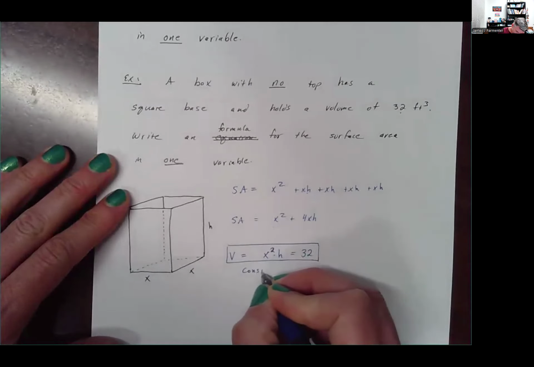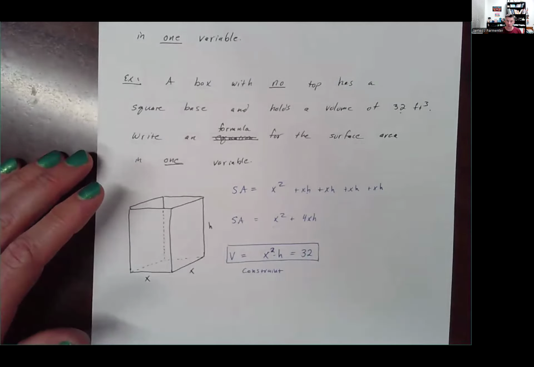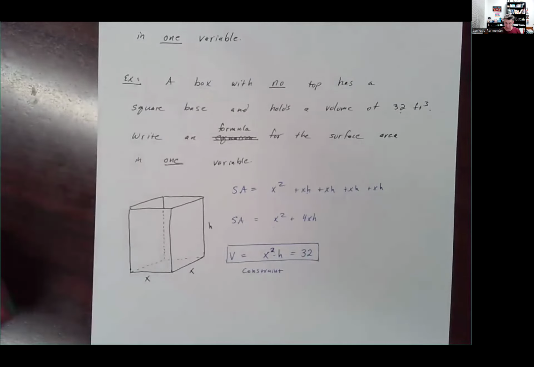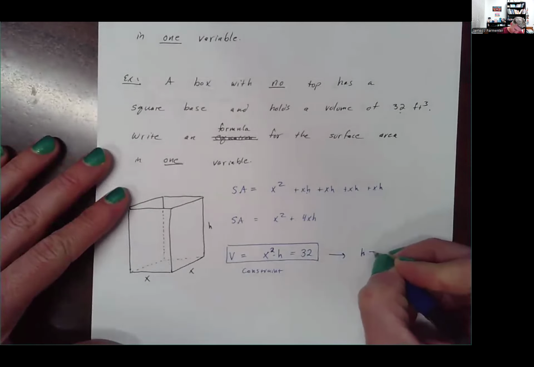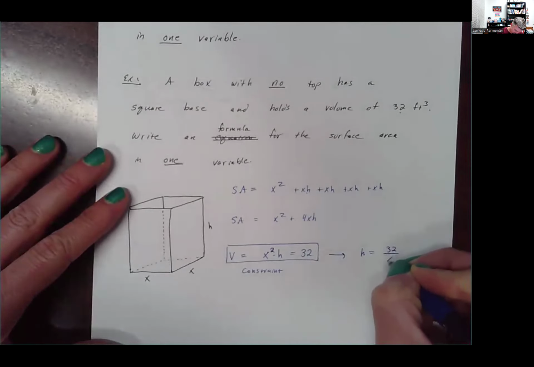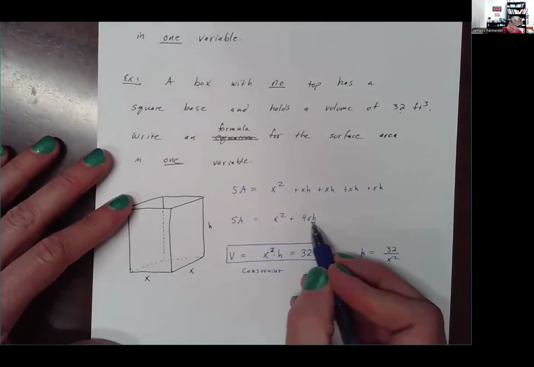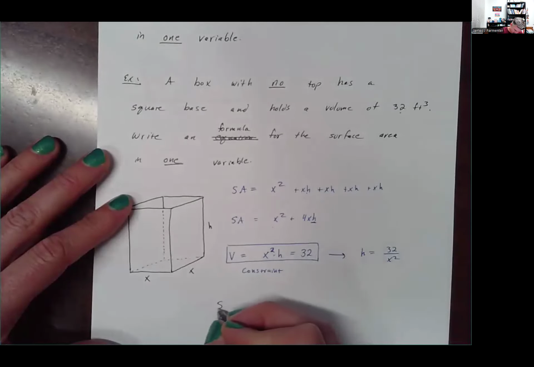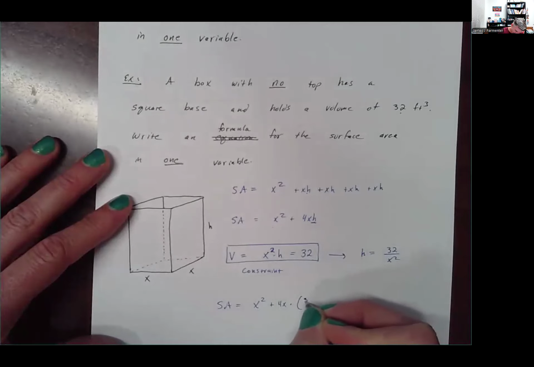Then what we can do with our constraint, and this is the constraint, the equation that has to be equal to some number that's given to us typically, is now we're going to solve for h in terms of x squared. So we're going to take this and we're going to divide both sides by x squared and get that h is equal to 32 divided by x squared. And then we're going to take that expression for h and plug it back in for the h right there. So our new surface area equation is going to be x squared plus 4x times 32 divided by x squared.